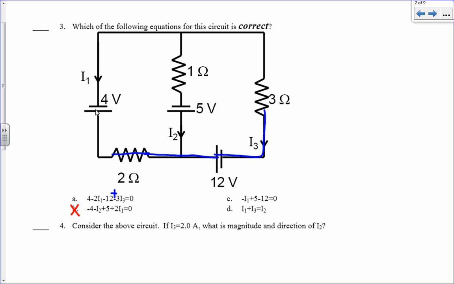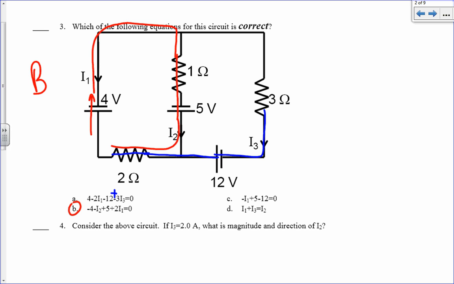So for this one, it should be minus 4. So I'm going in this direction across that battery. Minus I2. So I'm following along here, and it's going to be going through this resistor, minus 1 times I2. Plus 5 plus 2I1. And it is positive because I'm going against the current. So the right answer here should be B.